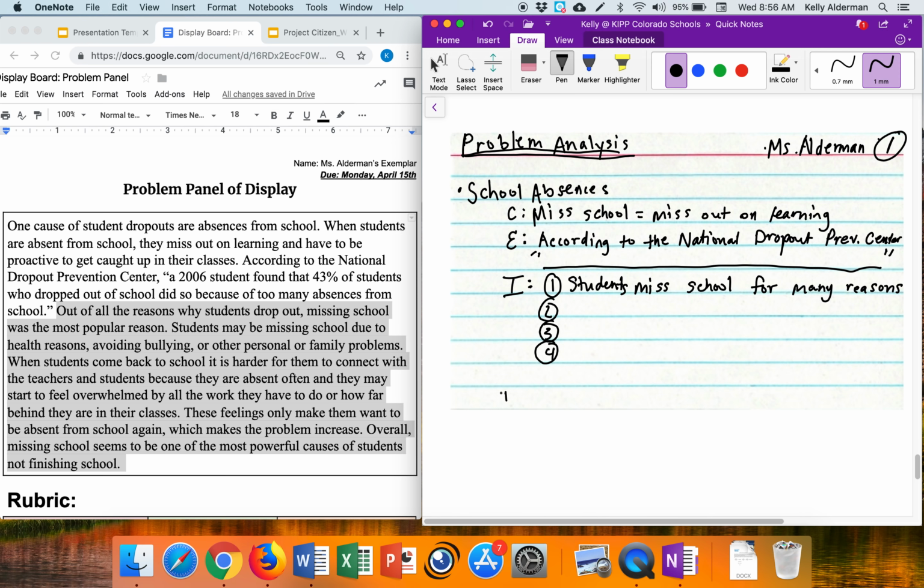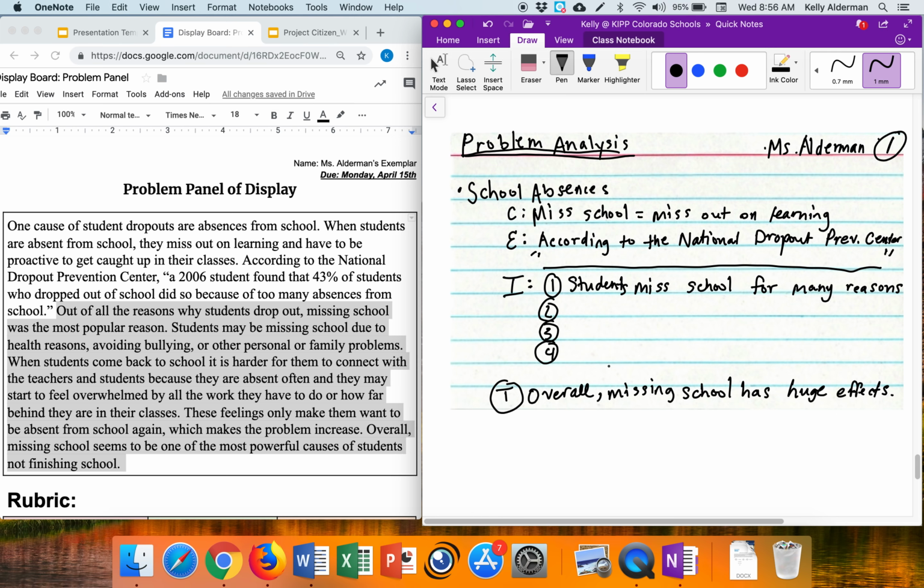At the very end, I have my T, which stands for the transition. This is where I can restate my conclusion sentence. So overall, missing school has huge effects. And that's a transition into the next slide, which will be about the effects of school dropouts. So I'm kind of linking my ideas together.